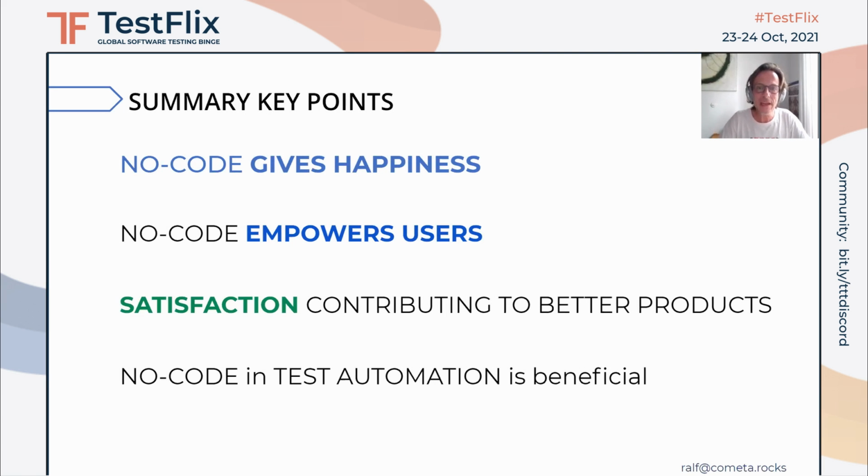Summary. No-code makes people happier, users happy. No-code empowers users. So being happy and having power enables you to build better products. If you're a tester, an accountant, a shop owner, it doesn't matter. No-code, low-code will empower and satisfy you. This is something I found out this year. Talking to no-code, low-code users is really, really funny. Why? Because they always have this super big smile on their face when they talk about the product they use.